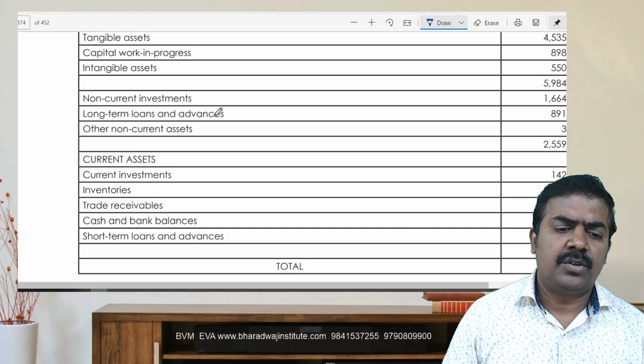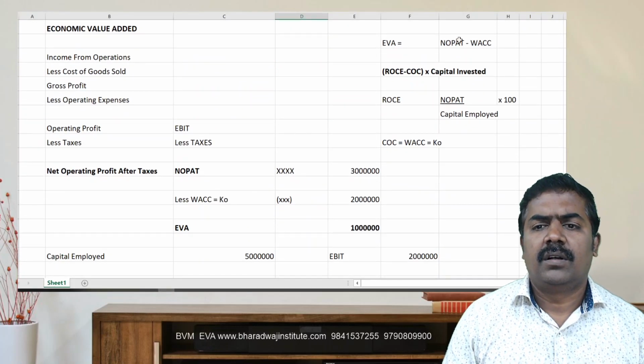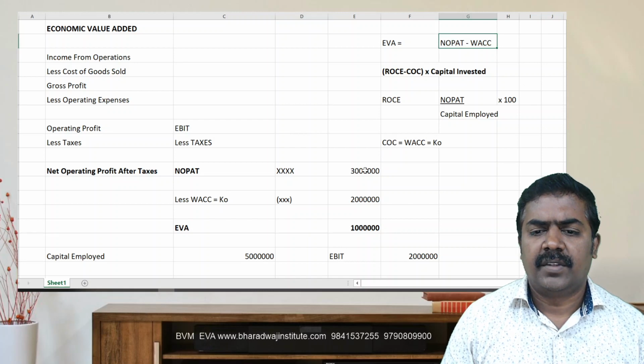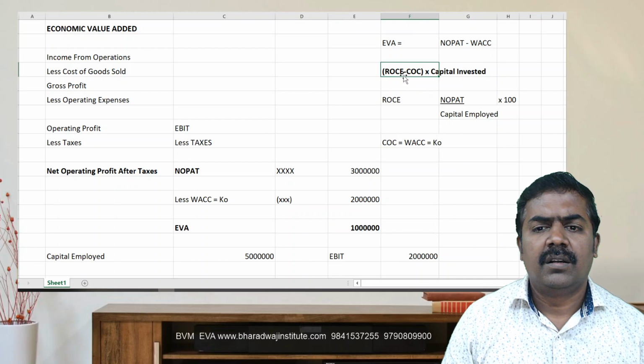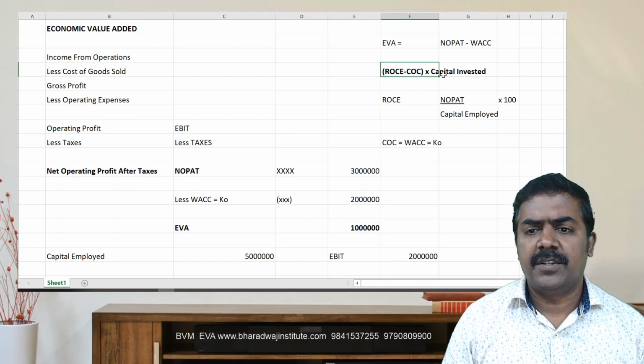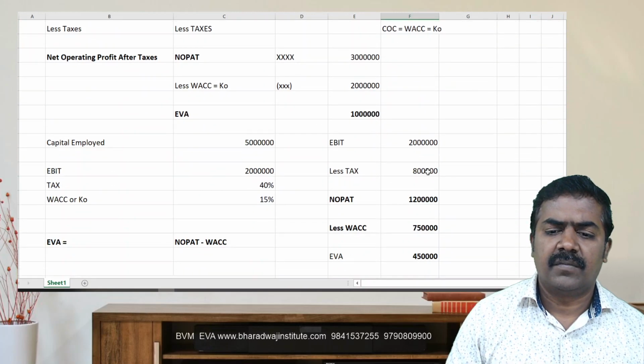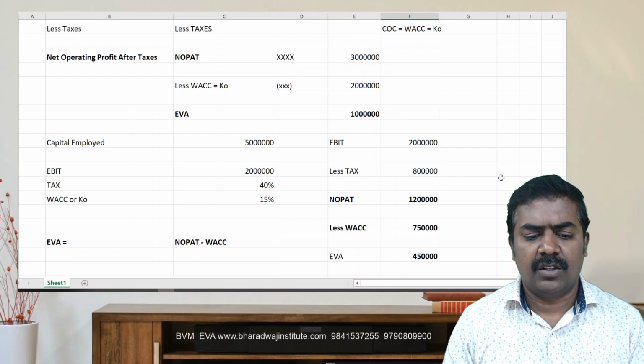So I hope you understood two approaches. One approach is to go with the profit method: NOPAT minus weighted average cost of capital will give us EVA. Or work out the percentage of ROCE minus cost of capital percentage into capital invested, or operating capital invested, will give us EVA. We have solved the problem by both the methods.